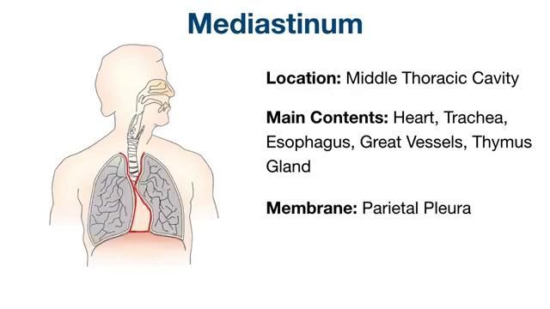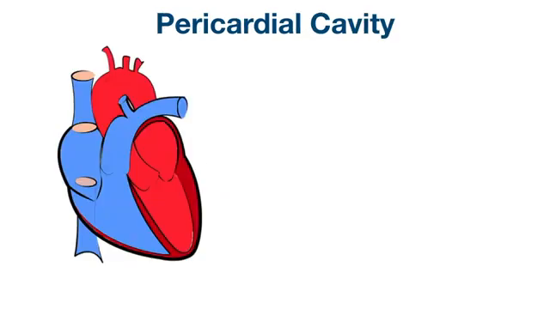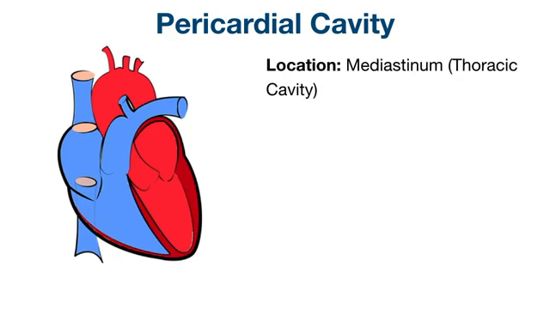We can see how the outer parietal pleura we discussed before lines the mediastinum. There is one more cavity to talk about within the mediastinum, and that's the pericardial cavity. The pericardial cavity surrounds the heart within the mediastinum. Let's talk about the features of the pericardial cavity, and then we'll look at an image. The pericardial cavity is located within the mediastinum in the thoracic cavity, and it surrounds the heart.